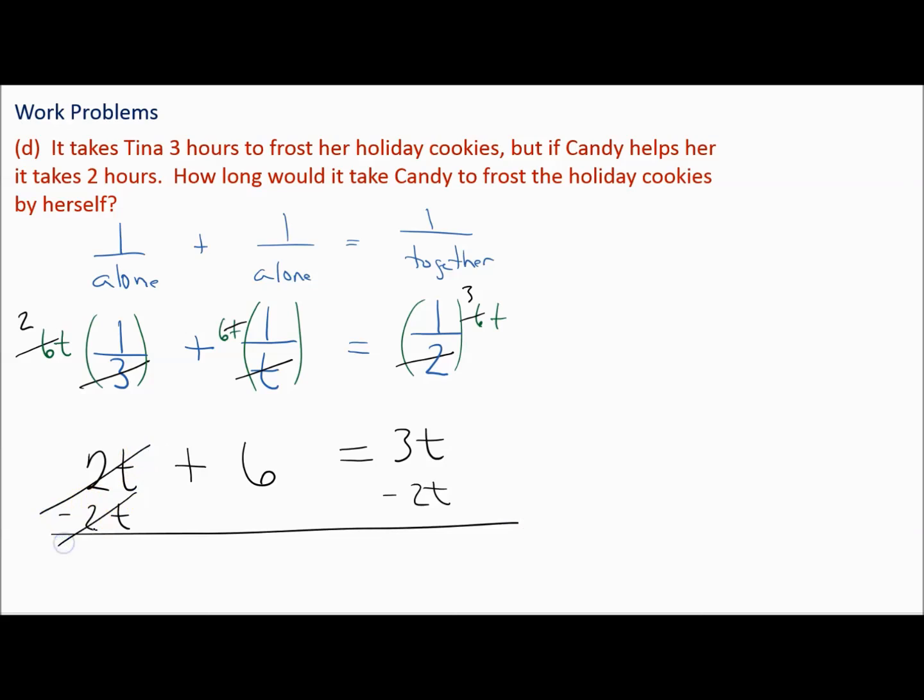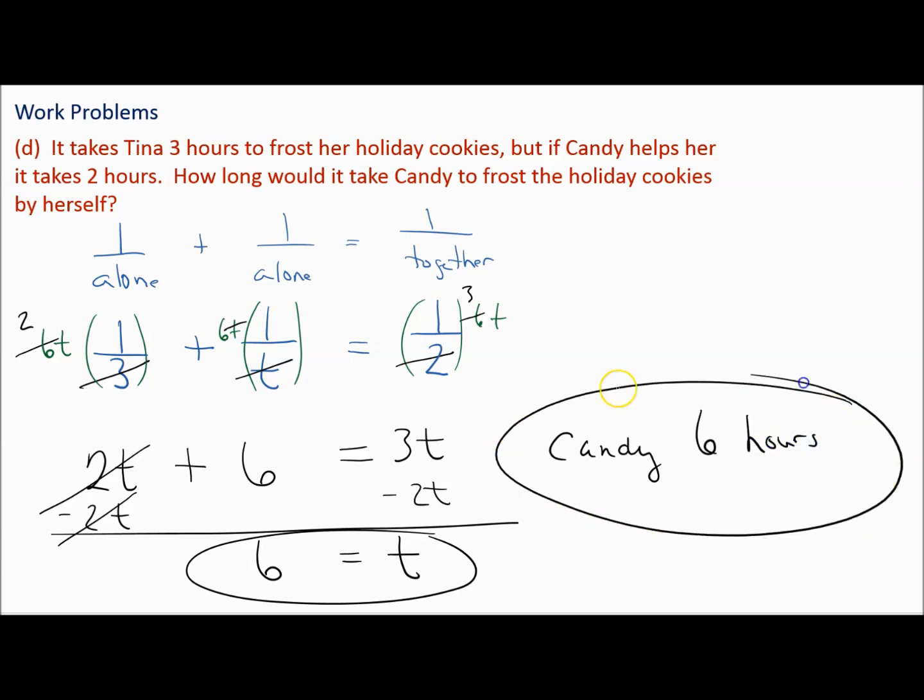Of course, they cancel over here. I'm left with 6 on the left side, and we know 3t subtract 2t is 1t, or just t. And y'all, that's my answer. That it takes Candy 6 hours to frost the cookies if she were working alone.